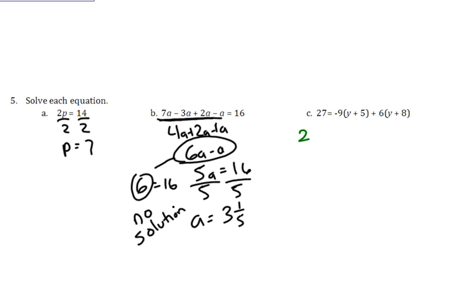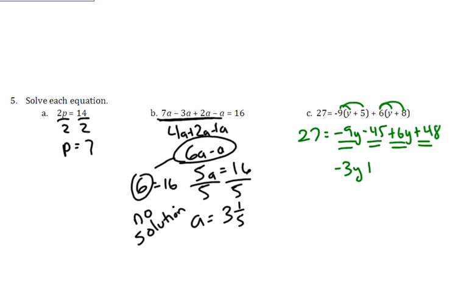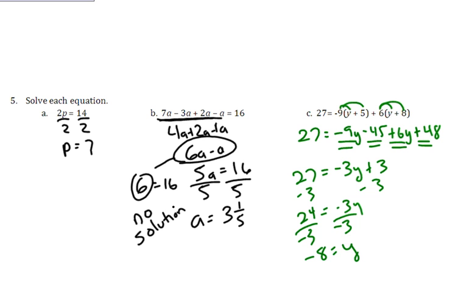This guy over here, this has got a lot going on. So I got distribute. So we have negative 9y minus 45 plus 6y plus 48. So when you do that, that's going to be negative 3y plus 3 equals 27. So subtract, subtract, negative 3y is 24. A little division, and off you go. There's your answers. All right, and again, you can check them, and they should make sense.